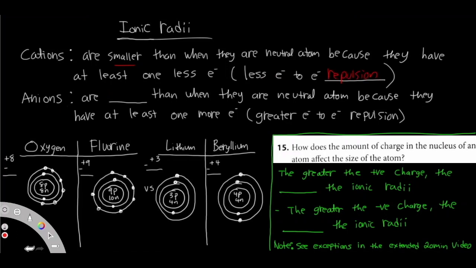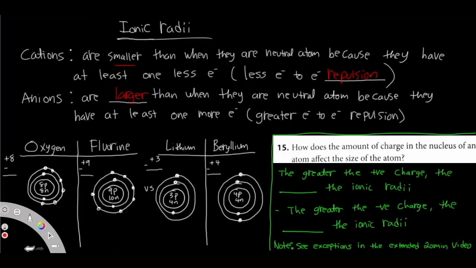Anions, the negatively charged ions, are going to be larger than when they were a neutral atom because they have at least one more electron. More electrons means more repulsion. Electrons do not like each other, so they're going to spread far away from each other. It's going to expand, giving it a bigger, fuller look of the ion.